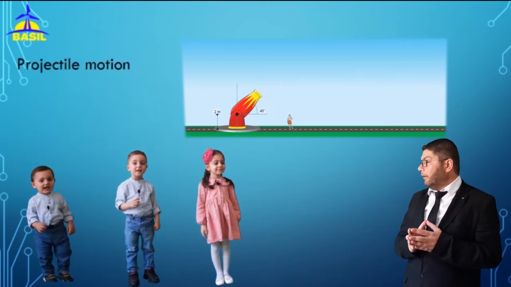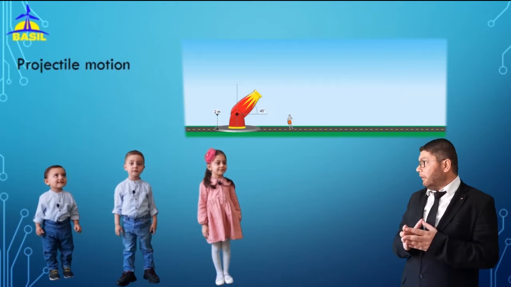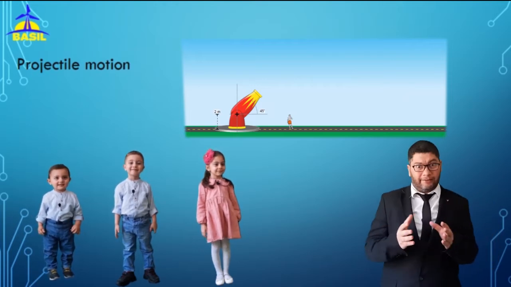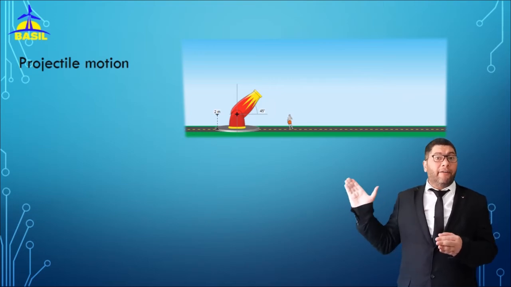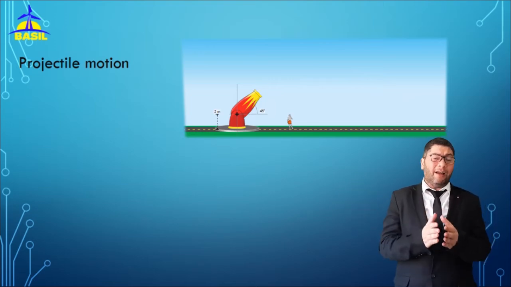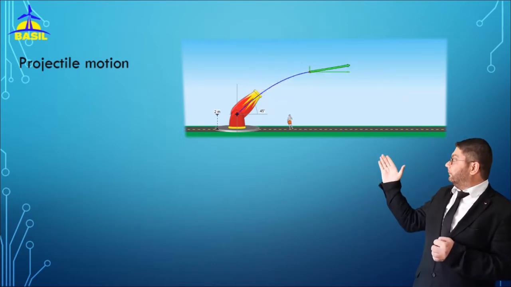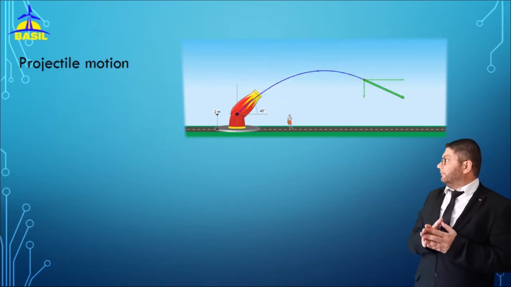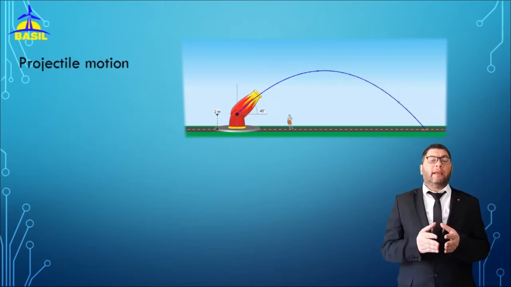You mean this motion is horizontal and vertical motion at the same time. You are right. So the motion like this is vertical and horizontal at the same time, like this. We can analyze the motion separately, horizontal and vertical.